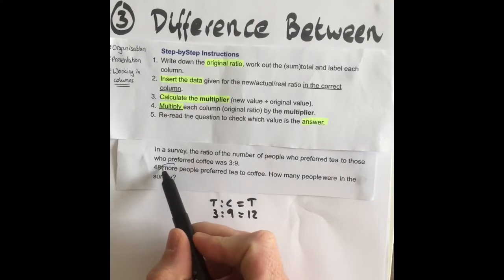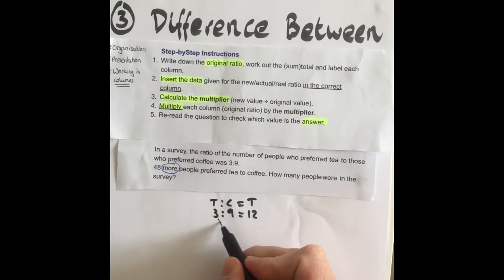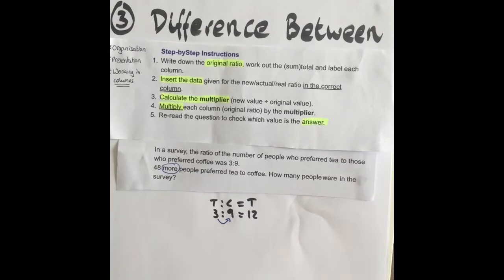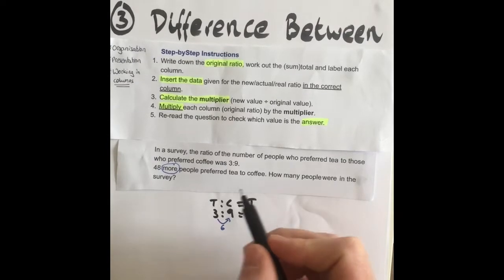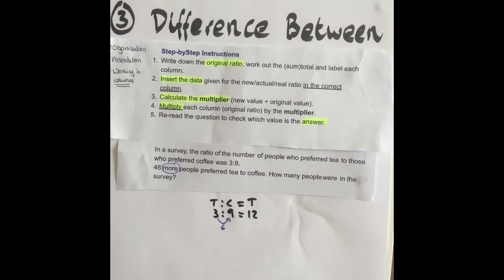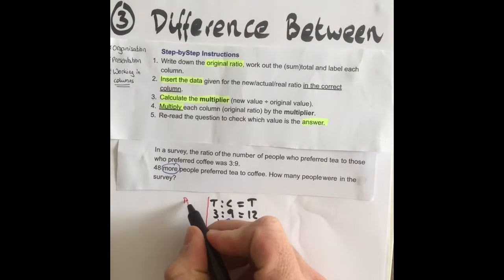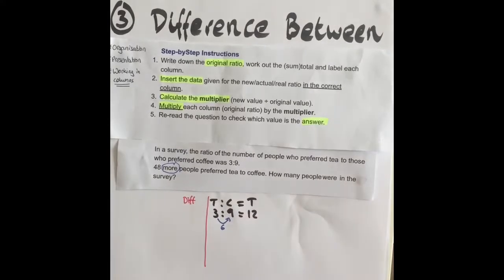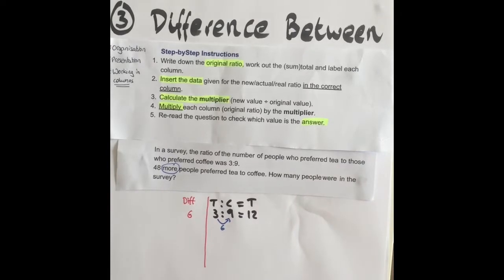So here's the key word, more. 48 more people preferred tea to coffee. We currently do not have a column for this. If you look, how many more people prefer coffee to tea in the original ratio? Well, that's 6. And that's the difference between tea and coffee. So what we need to do is set out a difference column. I often just draw a line like that. Difference, and the difference is 6. And that's my original difference from my original ratio.